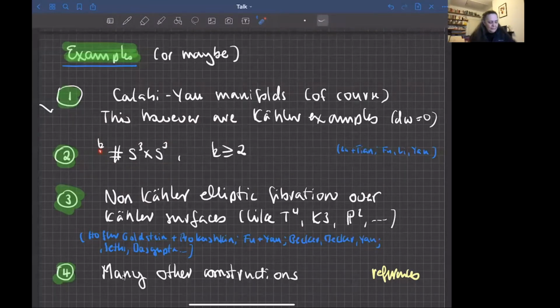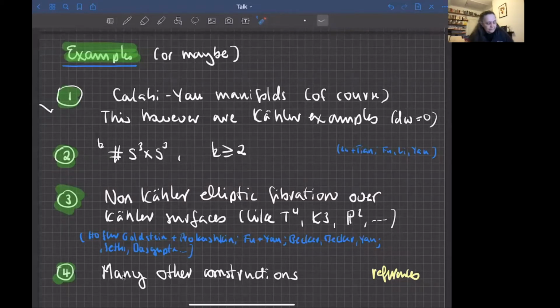And you need to have at least 2 of them, otherwise it doesn't work. These were discussed by Lu and Tian, and also by other people, who actually proved that these admit a heterotic structure as we want. It's not highly non-trivial, right?